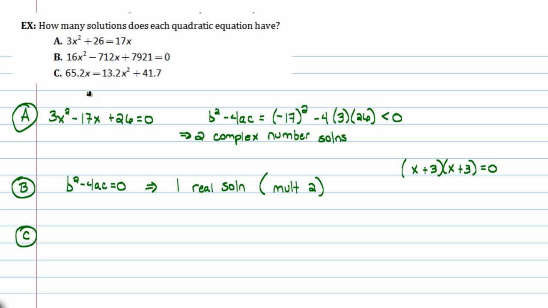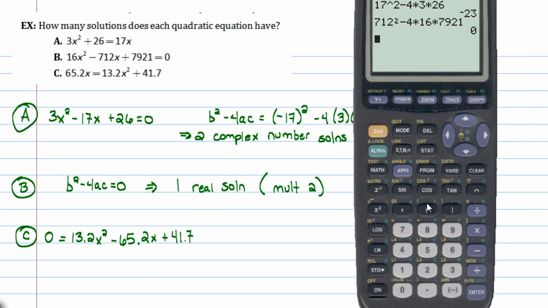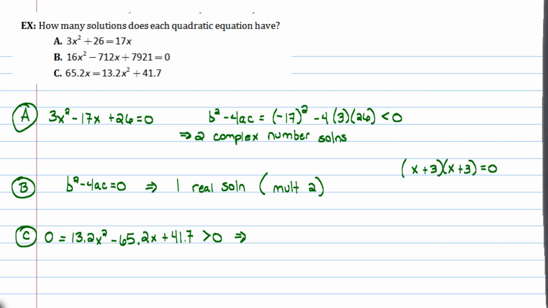And finally, this last one, and I have to rewrite this in standard form. 13.2x squared minus 65.2x plus 41.7. So let's go ahead and check this. I'll just move a calculator over here. Remember, it's b squared, so 65.2 squared minus 4 times a, 13.2 times c, which is 41.7. And I get a very large number, actually. So in this case, it's much greater than 0, which implies that we have 2 real solutions. We're taking square roots of real numbers, or positive numbers, I'm sorry. So we have 2 real solutions.